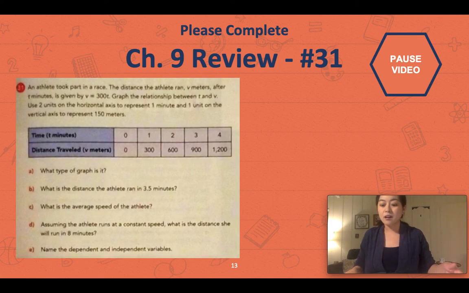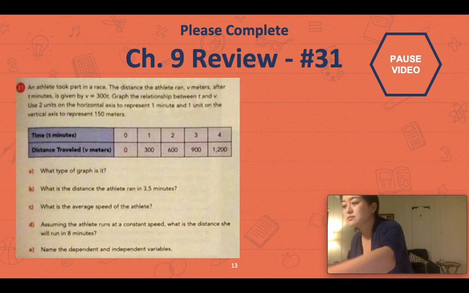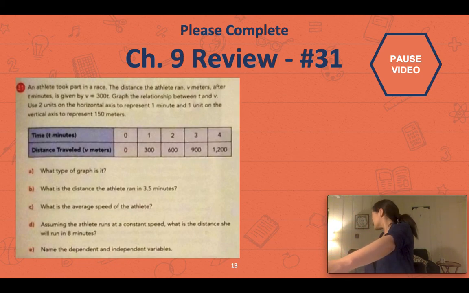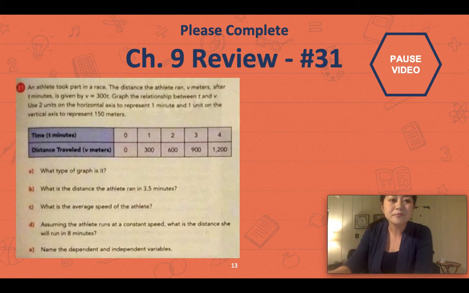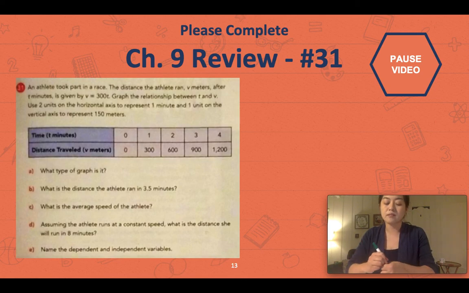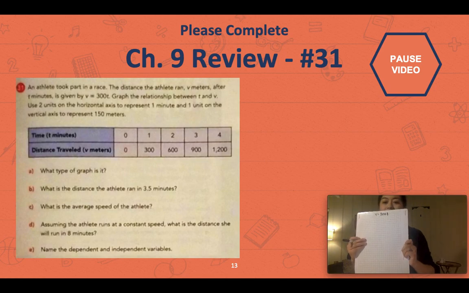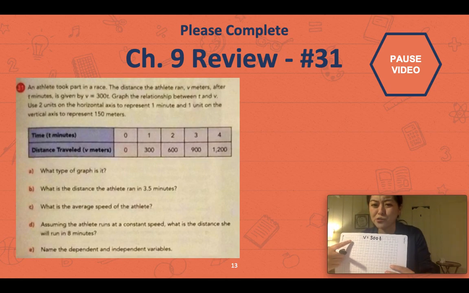Let's see. I thought I drew a graph, but I guess I didn't. On here, it says that an athlete took part in a race. The distance the athlete ran, V meters, after T minutes, is given by V is equal to 300T. Is this an inequality or an equation? It looks like an equation. I know it is because it has an equal sign in it.